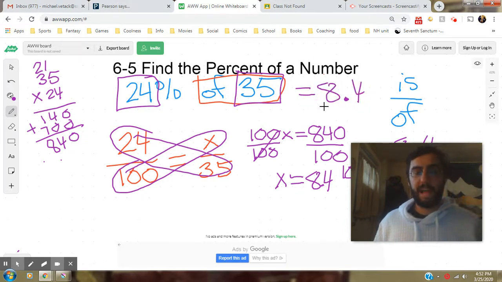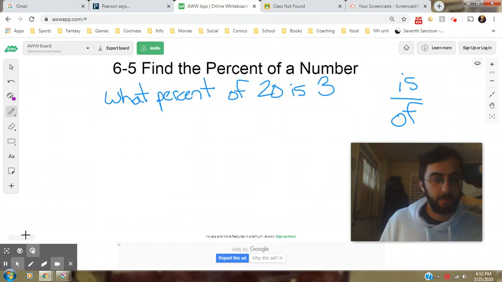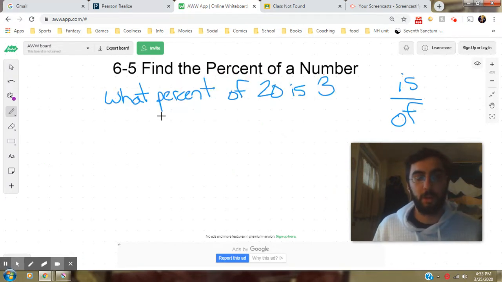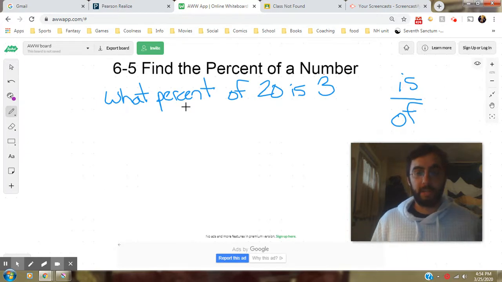All right, so now we're going to do the opposite. We're going to do what we do when we don't know the of, but we know the is. Actually, we're not going to solve when we know the is and not the of. That's in 6.6, so you'll see a video on that as well. We're going to keep doing the same where we know the of, and this time we're also going to know the is. We're just trying to find the percent.